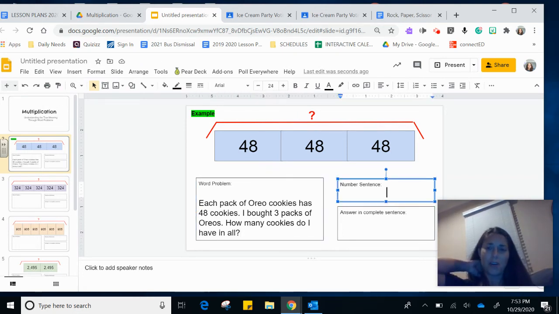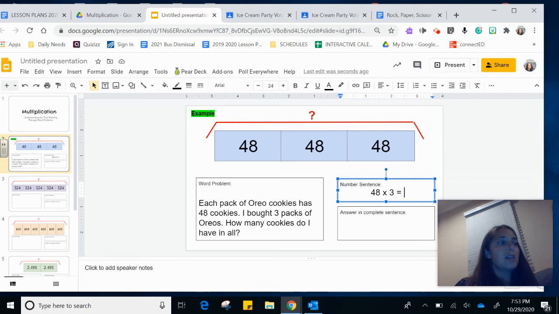So now I'm going to create a number sentence. And a number sentence is simply what I see up here. So in this case, I could do a number sentence of 48 plus 48 plus 48 equals whatever it equals. But since we're working with multiplication, I want to make sure I'm giving a multiplication number sentence. In fact, that's what I'm expecting, obviously, here. So this is going to be 48 times 3 equals. So that's going to be my number sentence.